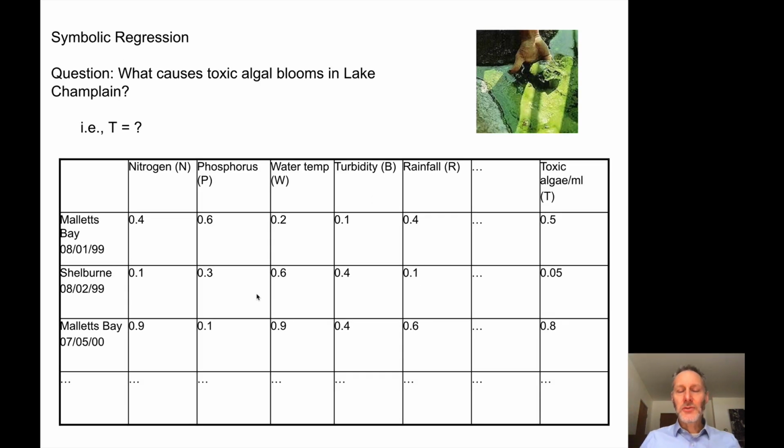Okay. Just to try and ground this relatively abstract discussion, here's a real world problem. If you ever spend any time in Burlington in the summer, sometimes parts of Lake Champlain are closed to swimming because of toxic algal blooms. It turns out it's really, really hard to predict where and when a bloom will form in the lake.